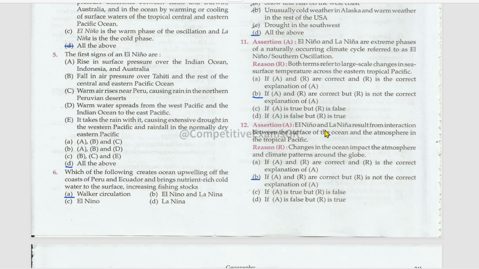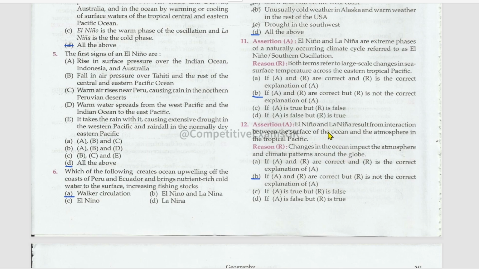Next, assertion and reason. El Nino and La Nina result from interaction between the surface of the ocean and the atmosphere in the tropical Pacific, right? Changes in the ocean impact the atmosphere and climate patterns around the globe. This is also true, but this is not the right explanation for the assertion.